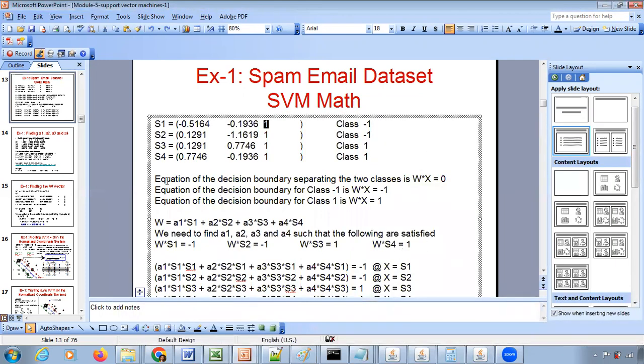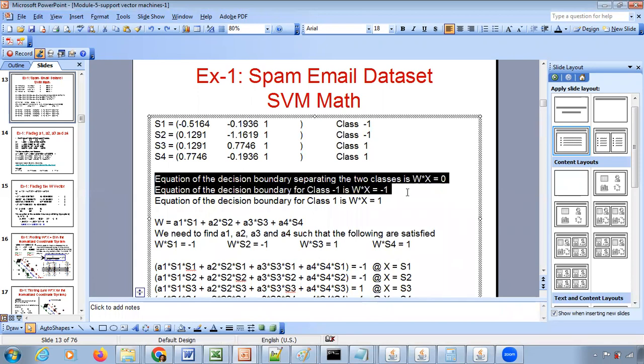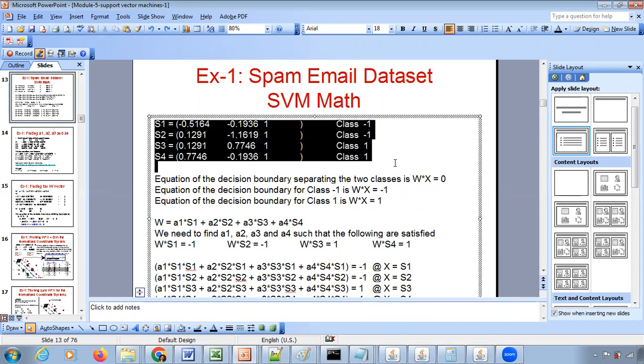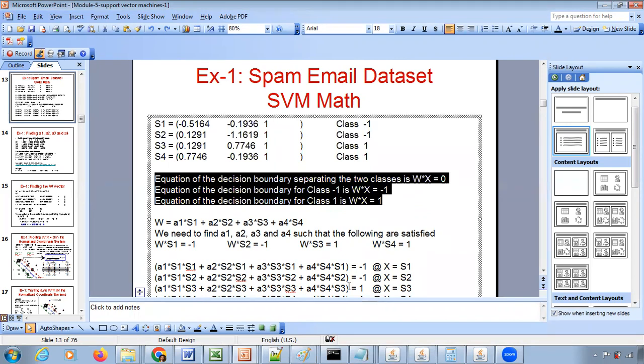Okay. So the equation of the decision boundary separating the two classes is W times X equals 0. And the equation of the decision boundary for class 1 is W times X equals 1, and for class -1 it is W times X equals -1. So we need to find a weight vector such that by using these 4 support vectors, we satisfy these equations.